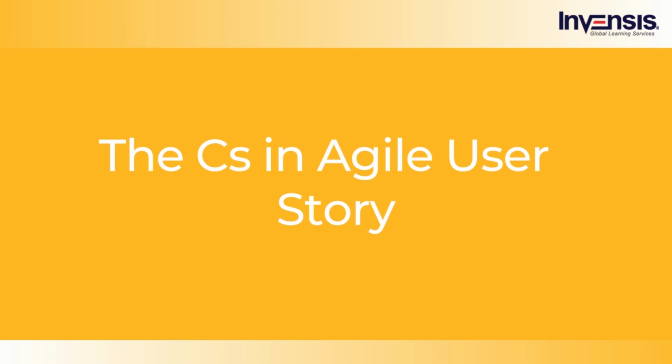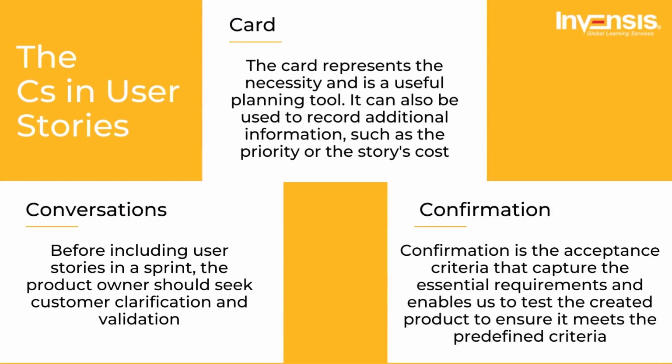A good user story contains 3 components, also known as the Agile 3 C's. 1. Card. Where are user stories documented? With cards. They are handwritten on index cards, which helps to keep the user stories concise. The card will not include too much or too little information regarding the requirement. Instead, the card will contain only enough information to identify the requirement and facilitate comprehension of the story. The card represents the necessity and is a useful planning tool. It can also be used to record additional information, such as the priority or the story's cost.